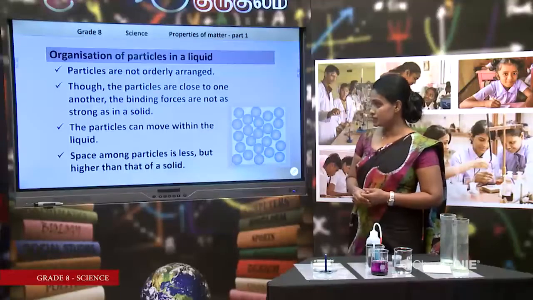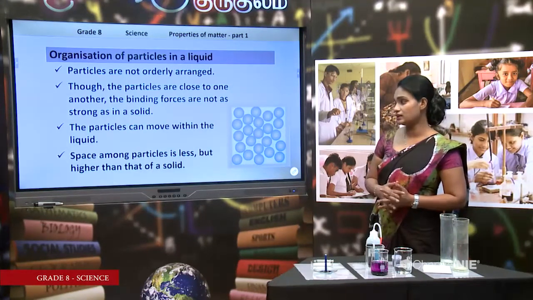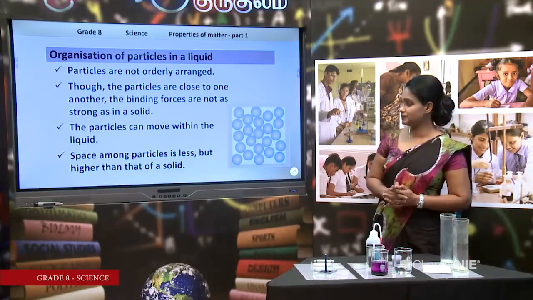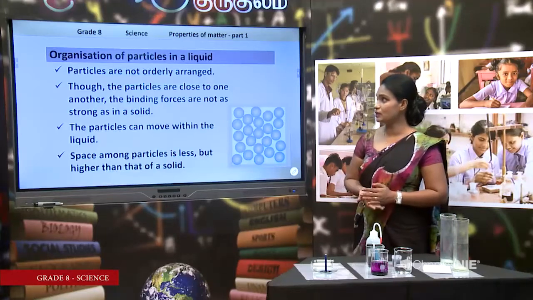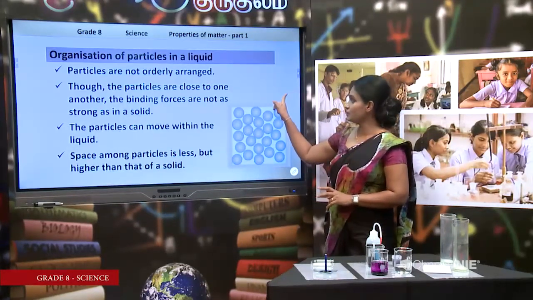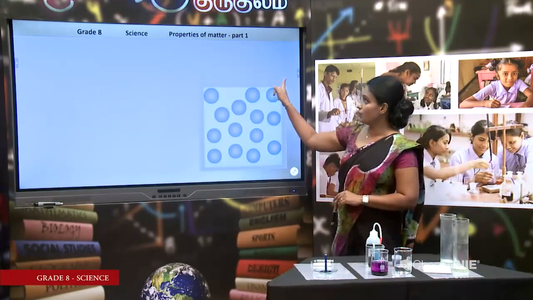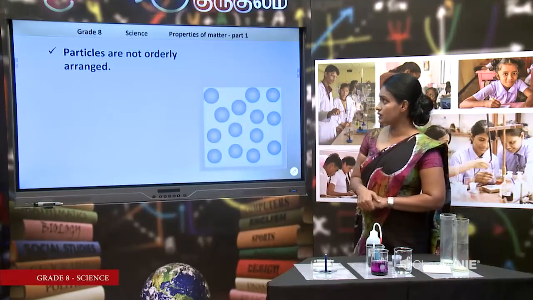Then, the space among the particles is less, but higher than that of a solid. So, those are the organization of particles in a liquid. Now, we can talk about the last one, that is the organization level of a gas.